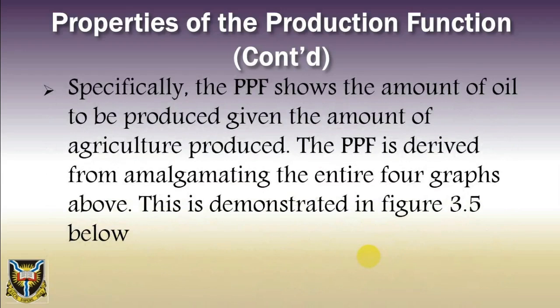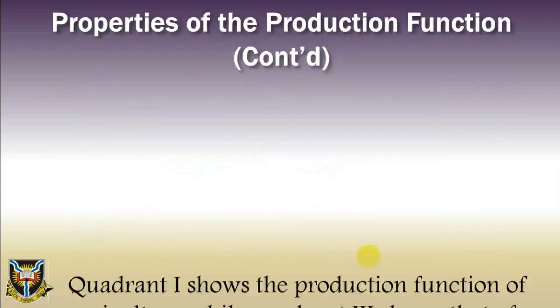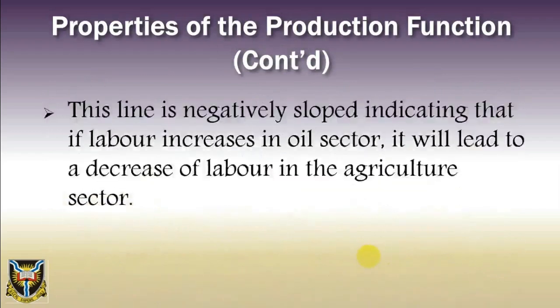The production possibility function is derived from amalgamating the entire four graphs above. This is demonstrated in figure 3.5 below. Quadrant 1 shows the production function of agriculture, while quadrant 3 shows that of oil. Quadrant 4 shows labor allocation among the two sectors. This line is negatively sloped, indicating that if labor increases in the oil sector, it will lead to a decrease of labor in the agricultural sector.